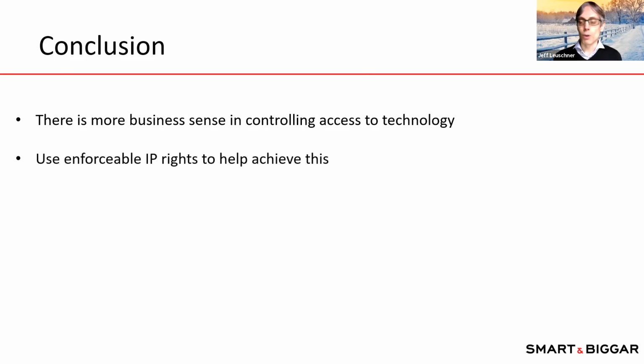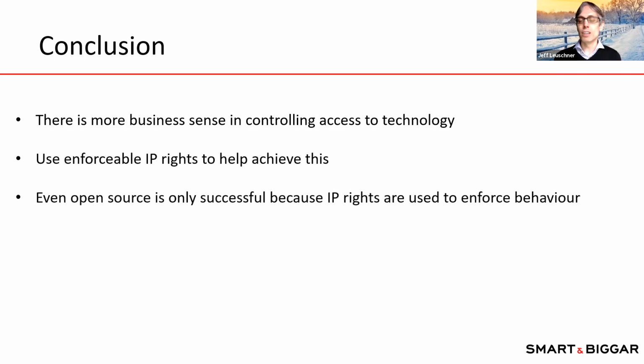How do you do that? Well, using enforceable IP rights like patents is a good way to achieve that. And even if you look at open source, the anti-IP hacker culture, if you call it that, it's only successful because IP rights are used to enforce behavior. Otherwise, you're going to get some company who's going to take open source, make some modifications to it, build something better, and not share or make available that modified source code. It's the software licenses around open source that control and enforce the behavior, and that's basically an IP right.